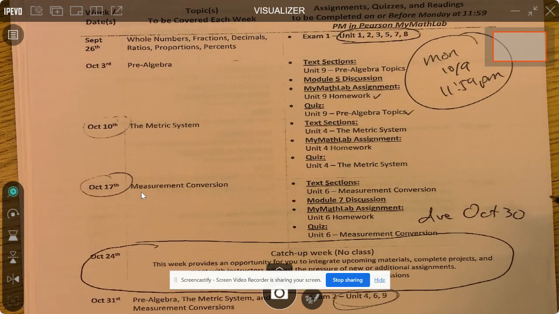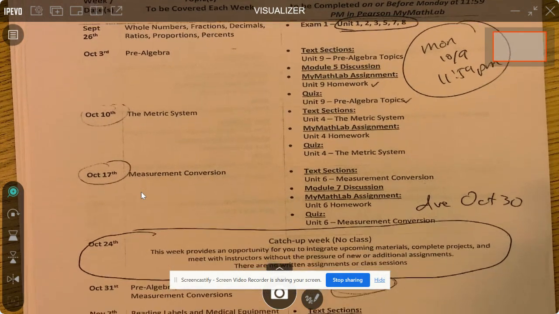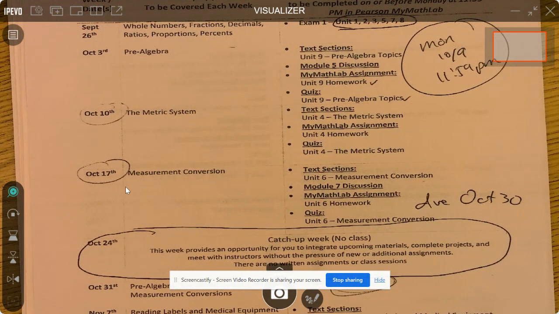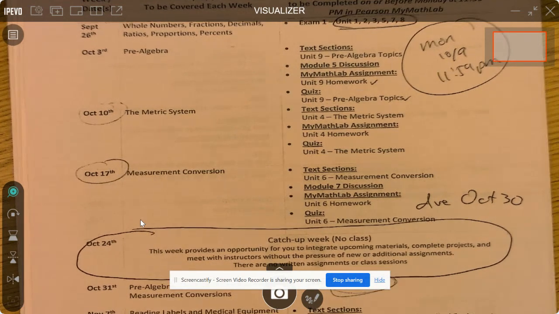Very important that you make it to the 17th, because the 17th is our class before our next test, but there's a whole week off in between, and you're going to miss quite a bit if you don't make it to the October 17th class. So very important that you take care of business on that.